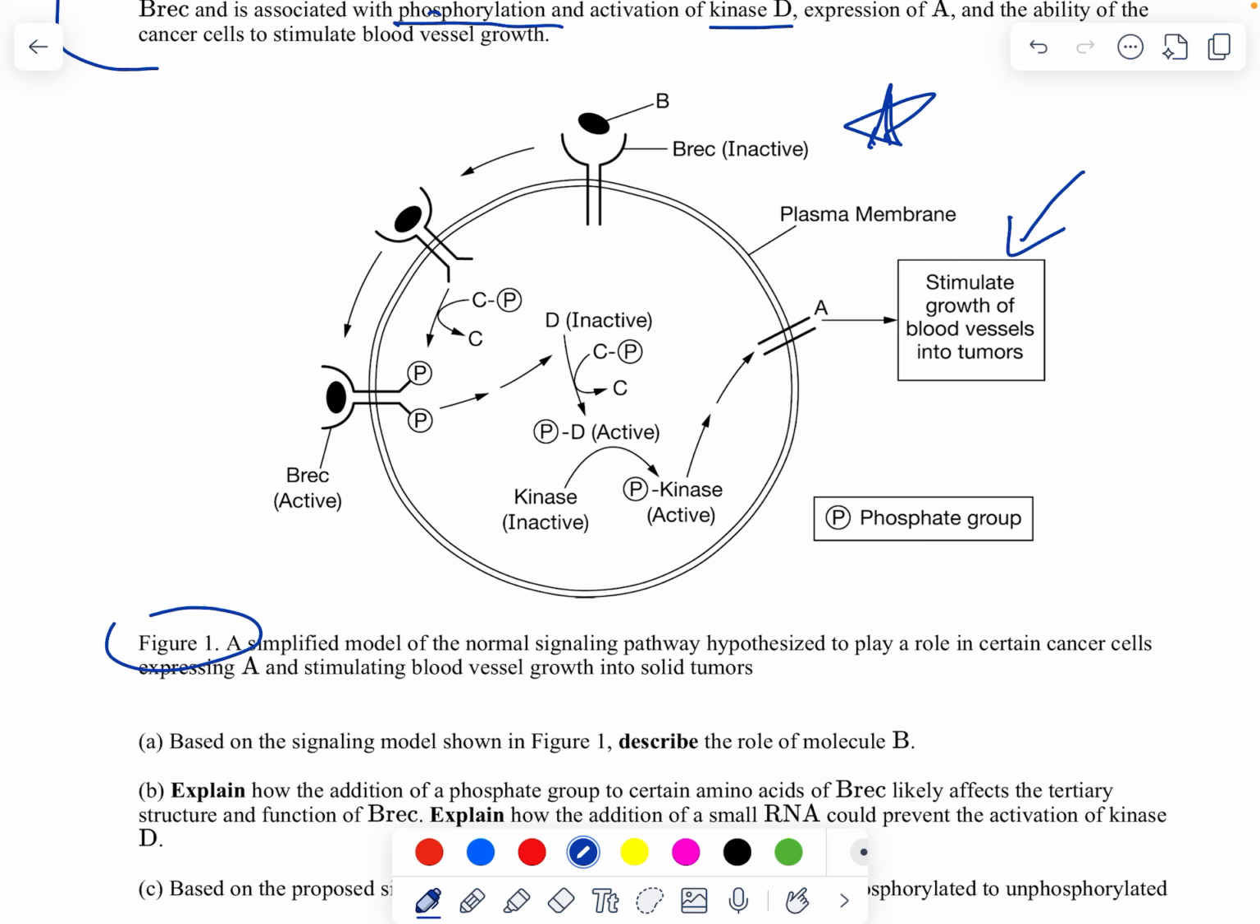So here is B, and here is kinase, and here is the response, right? So in a signaling cascade, you always have your signal or reception, and then you have your transduction. Sorry, Apple Pen is still not working. Transduction, and then response. Okay, so let's go through the questions again.